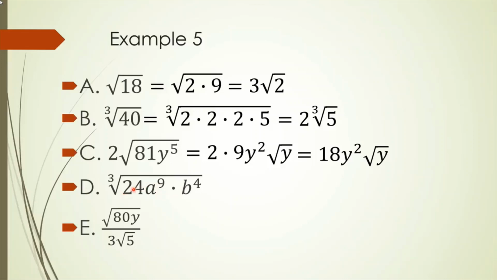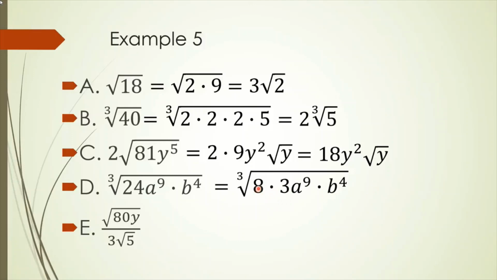Now with something like this, you don't have to be concerned with those exponents because you can just use division to simplify them. So focus on the number first. We'll separate that. The largest cube that goes into 24 is 8. So I can separate it as 8 times 3. Keep those the same. And then take the cube root of each of these.